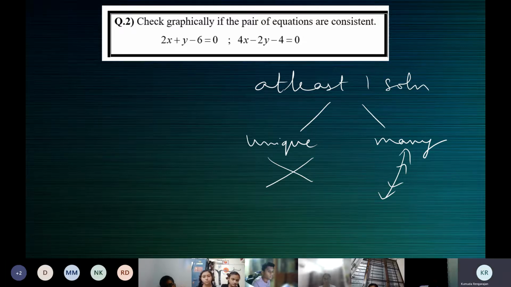First, the meaning of the term consistent is at least one solution. The equations must have at least one solution. At least one can be a unique solution or many solutions. So on the graph paper, how do you know if the equations have a unique solution? The two lines must intersect. Or for many solutions, the lines will be coincident.